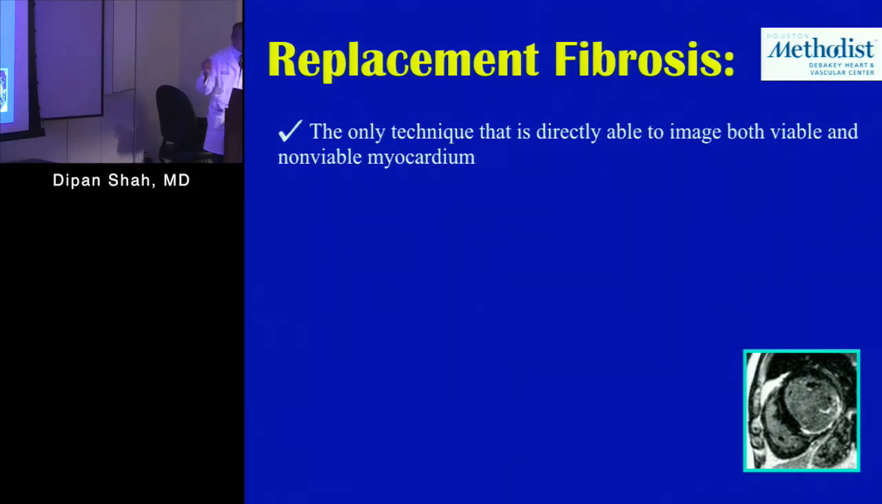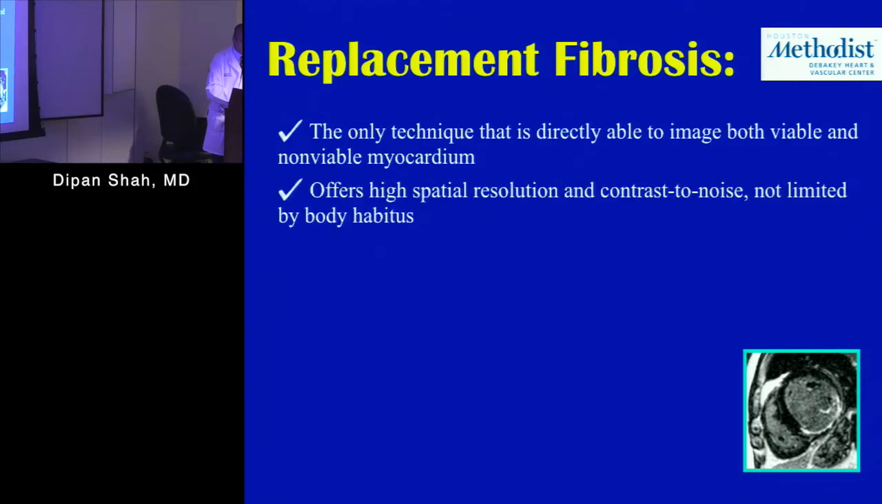So I think from the standpoint of assessment of regional fibrosis, what CMR offers is the unique ability to image both viable as well as non-viable or scarred myocardium. And I think really it's the only technique that's able to do that. Obviously it's able to do so with a very high spatial resolution and a high contrast to noise and no limitation as far as body habitus.